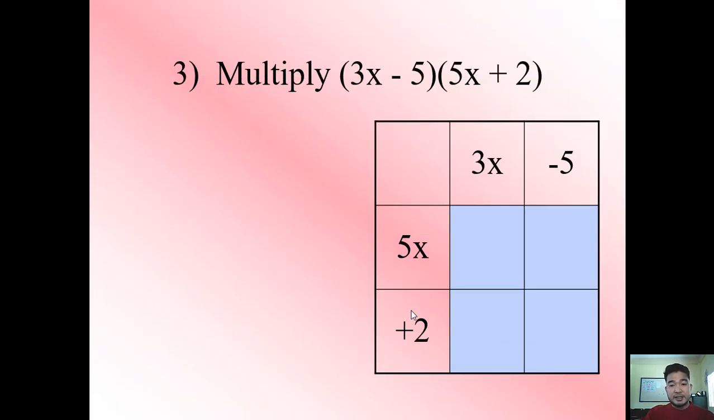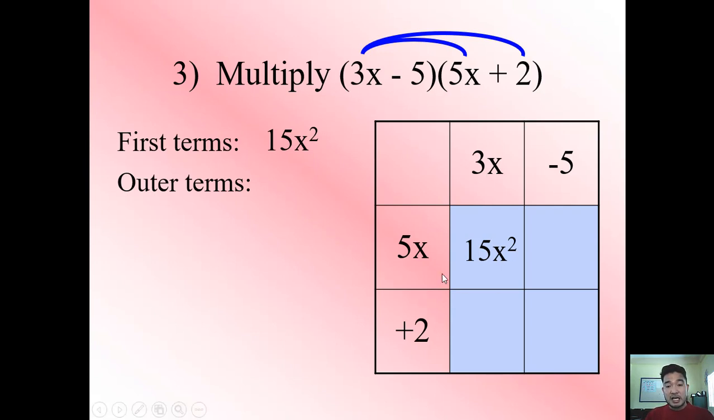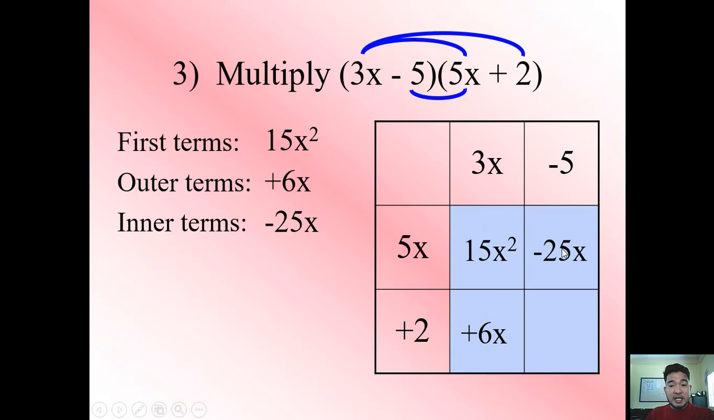Ayan. So yan yung kanina, first terms. Ayan yun, 3x times 5x, which is equal to 15x squared. Then the outer, we have 3x and 2. So ito siya, 3x and 2. Dito natin susulat yung product niya, that's positive 6x. Then I is inner term. Then you will have negative 5 times 5x. Negative 5 times 5x is equal to negative 25x. And then the last terms, you have 2 and negative 5. Here, 2 and negative 5, you multiply, so you will have negative 10.